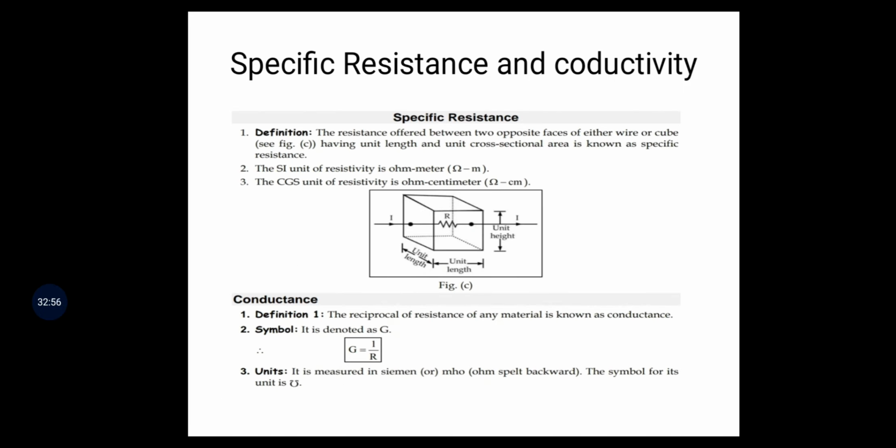So what is the specific resistance? The resistance offered between two opposite faces of either a wire or cube having unit length and unit cross-sectional area is known as specific resistance. Here the unit is ohm meter.